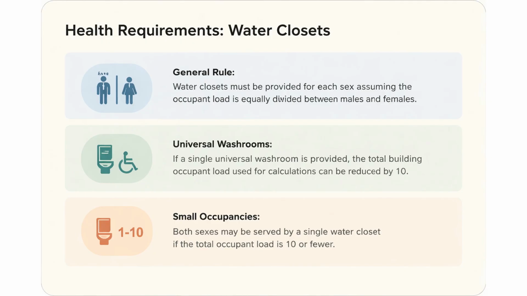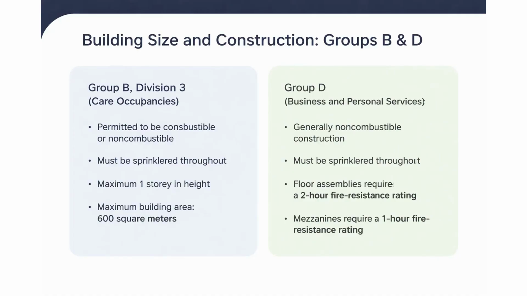Picking right up where we left off with building fire safety, let's look at how occupancy classifications dictate building size and construction requirements. For a Group B Division 3 care occupancy, the building can be either combustible or non-combustible, but it is strictly limited. It must be sprinklered, cannot exceed 1 story, and is capped at 600 square meters. On the other hand, Group D business occupancies of any height or area must generally be of non-combustible construction and fully sprinklered, with strict fire resistance ratings like 2 hours for floor assemblies.